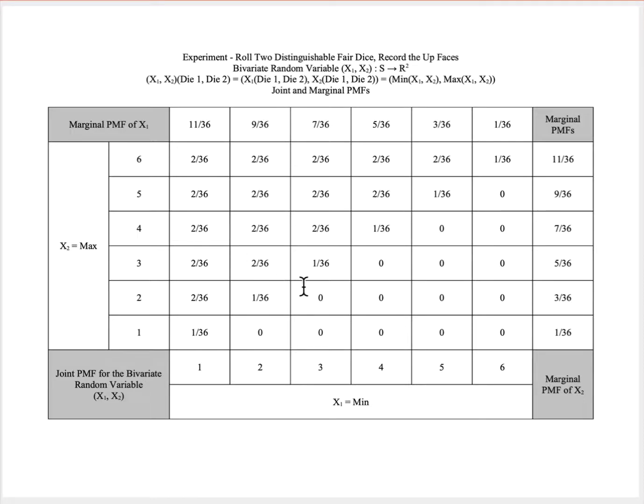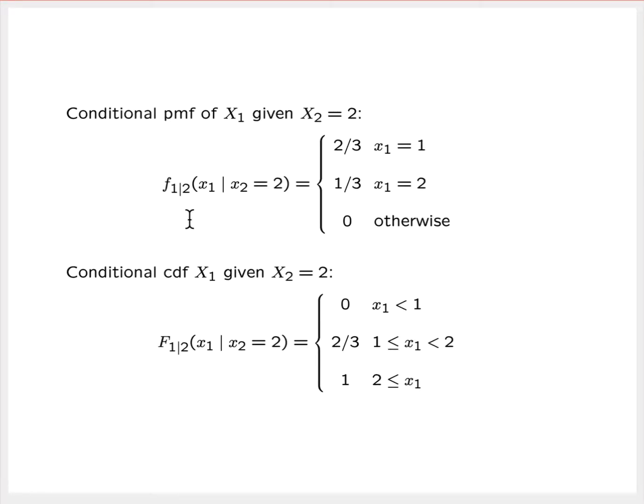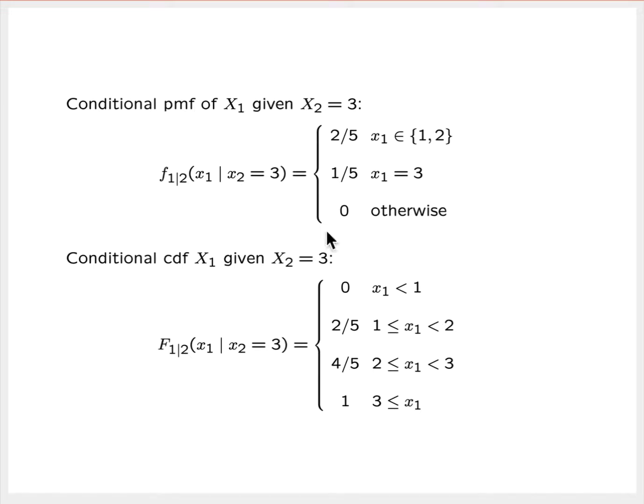We get the same value for this cell. And then for this cell, dividing 1/36 by 5/36, we get 1/5. And so to write down the conditional PMF of x1 given x2 is equal to 3, this is what we've got. That conditional PMF is equal to 2/5 if x1 is either 1 or 2, and it's 1/5 if x1 is equal to 3. It's 0 otherwise. Once we have the conditional PMF, we can again easily find the conditional CDF of x1 given that x2 is equal to 3, and it's given by this expression here.